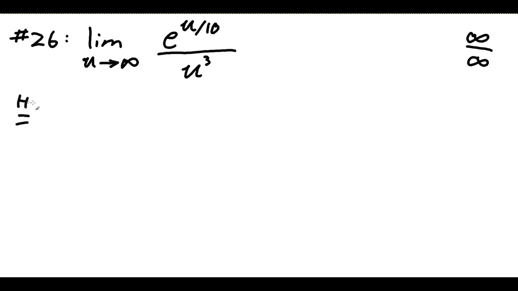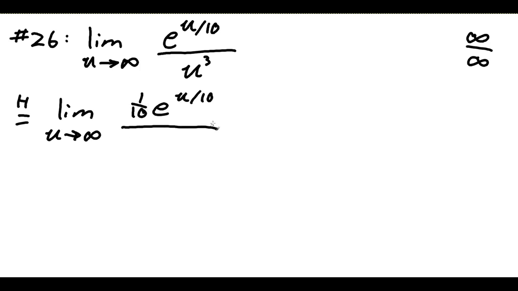So let's go ahead then and apply L'Hopital. The limit as u approaches infinity of taking the derivative of the numerator. This is a natural exponential function, so that'll be itself times the derivative of the exponent. The exponent is u over 10, and its derivative will be 1 over 10. So we have 1/10 e to the power of u over 10 divided by the derivative of the denominator, which is 3u squared. Let's simplify this a bit.